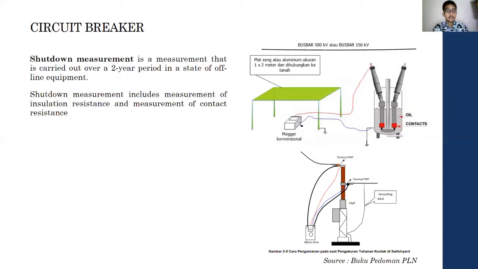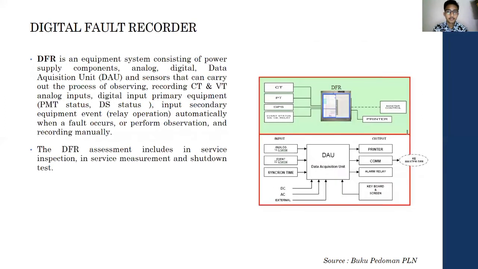And then shutdown measurement. Shutdown measurement is a measurement that is done over a 2-year period in a state of offline equipment. Shutdown measurement includes measurement of insulation resistance and measurement of contact resistance. And on the right picture, we can see the measurement of insulation resistance and the measurement of contact resistance.